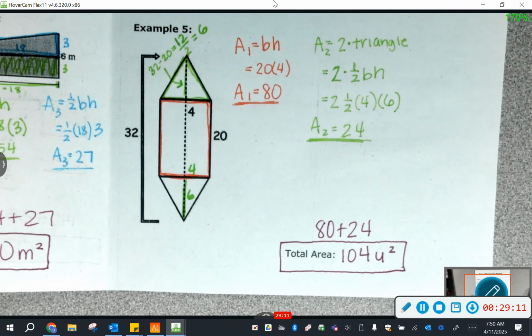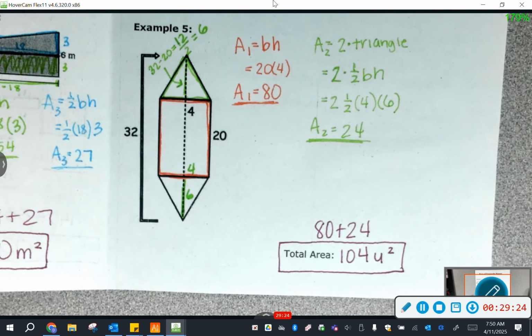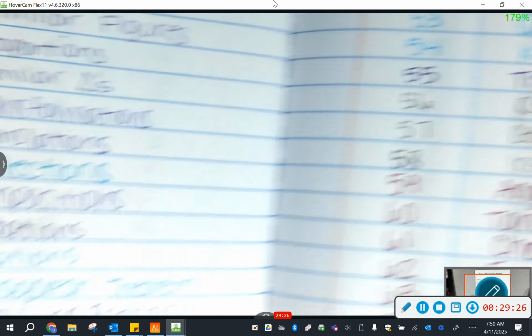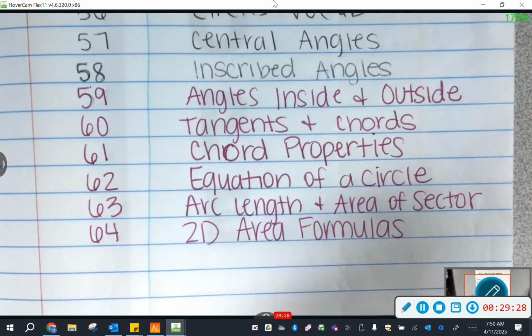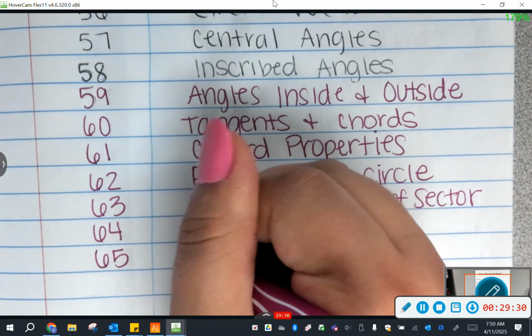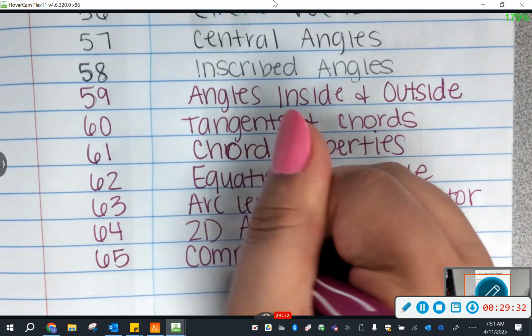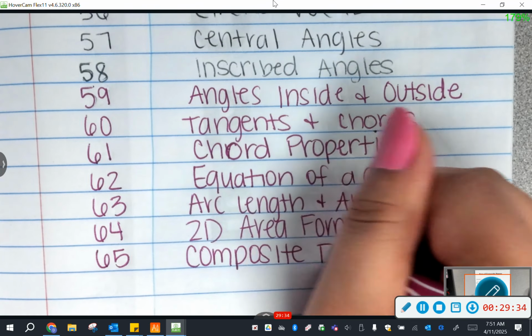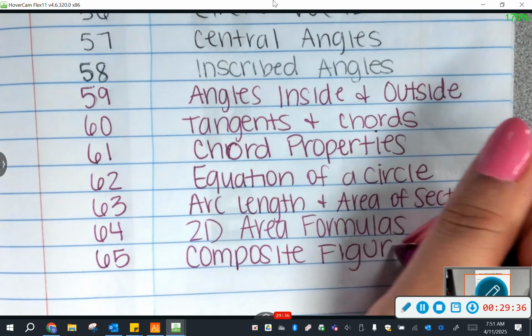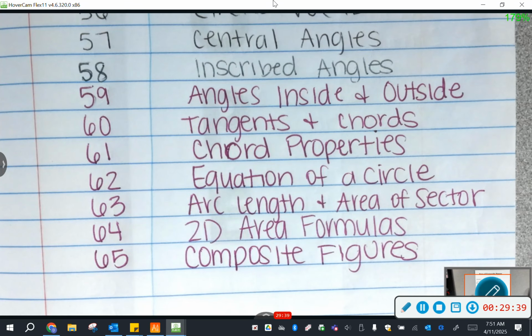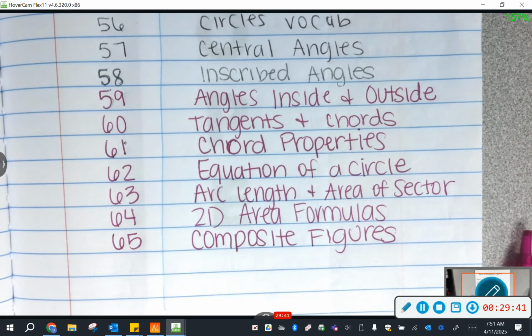All right, if you can please go to your notebook and add this to page 65. Did everybody write that down? I see a couple people writing, so I'm going to wait. We're adding this to page 65. I'm going to come around and bring some glue in just a second. And we're going to call this composite figures.